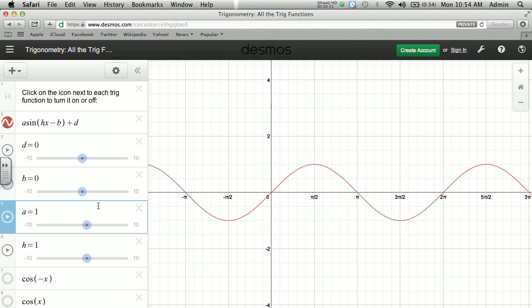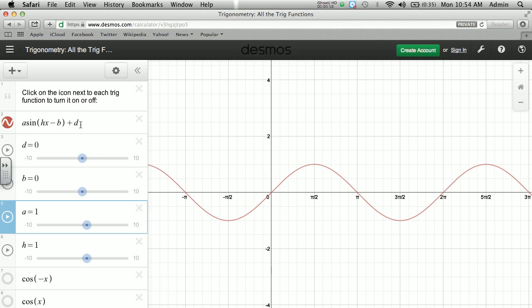We already talked about a couple in class, but I wanted to front load you with a couple more. Let's start with the equation. It says a times sine of h times x minus b plus d. Each of these right now, I have a value for. D is 0, B is 0, A is 1, and H is 1.